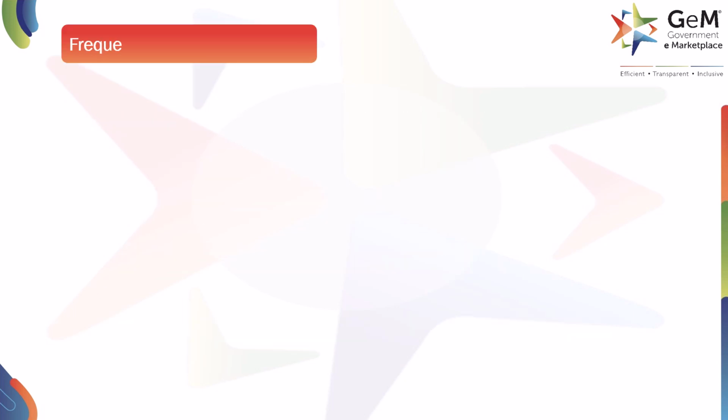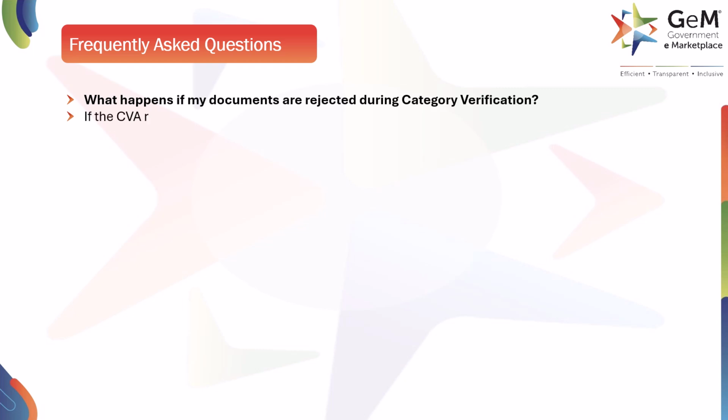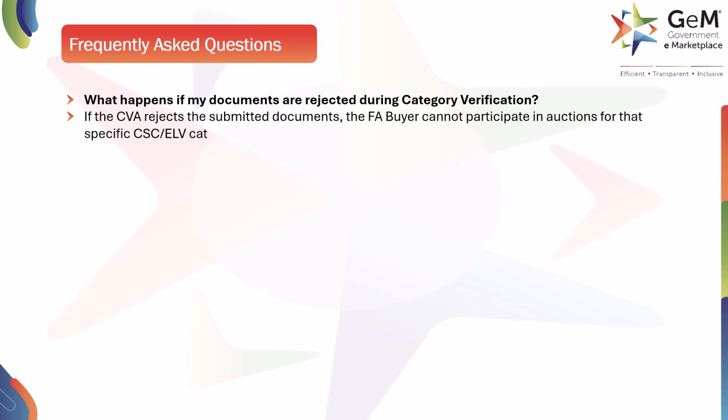Here are the frequently asked questions. What happens if my documents are rejected during category verification? If the CVA rejects the submitted documents, the FA buyer cannot participate in auctions for that specific CSC, ELV category until the required documents are re-uploaded and re-verified.